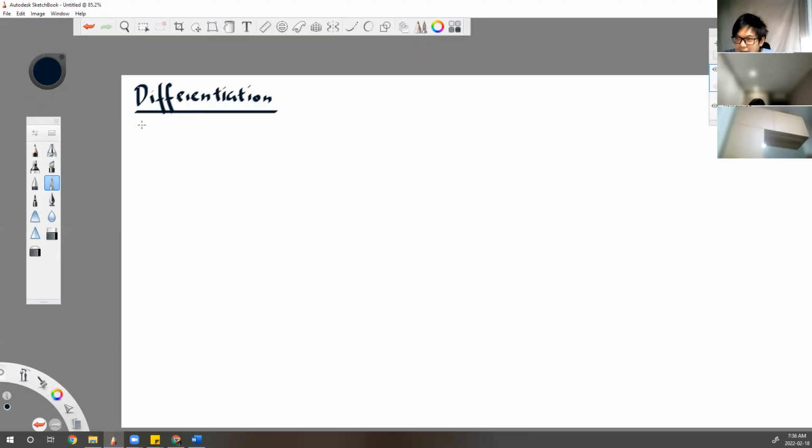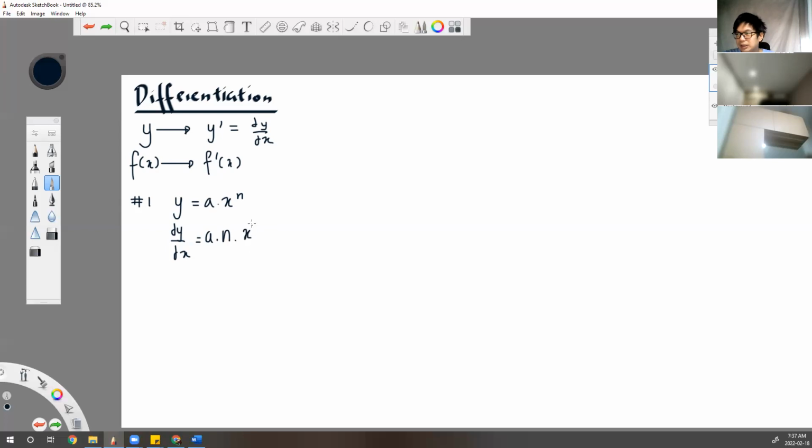So, rule of differentiation. First, y differentiated becomes y accent, or f(x) differentiated becomes f accent x, or equal to dy/dx. Okay, that's the rule of differentiation, the basic concept. Now we go to the rules. Rule number 1. When I have y equals a times x to the power of n, the differentiation value, or dy/dx, equals a times n x to the power n minus 1, so the power goes down.